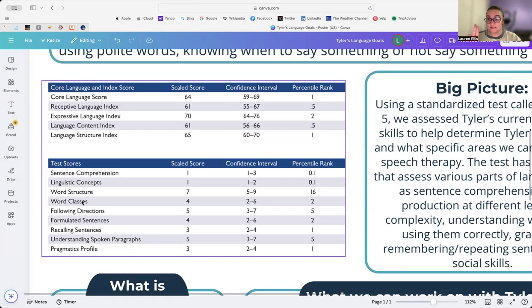So because he did below the seventh percentile, so you can see over here percentile rank was 0.1 and 2, both below 7, that helps us know that he qualifies for services. And so, what does that mean? What does that mean for Tyler now?